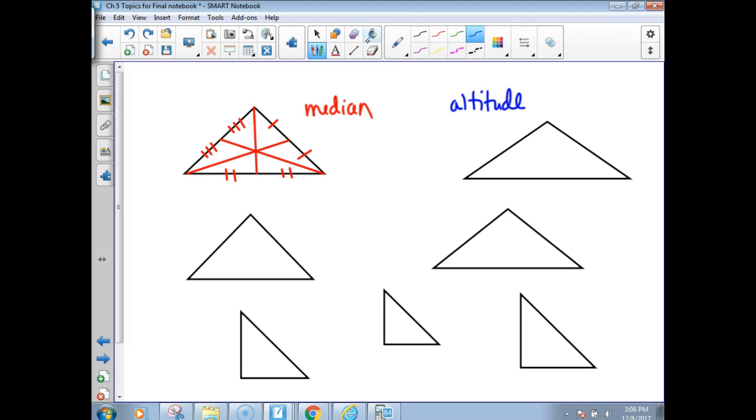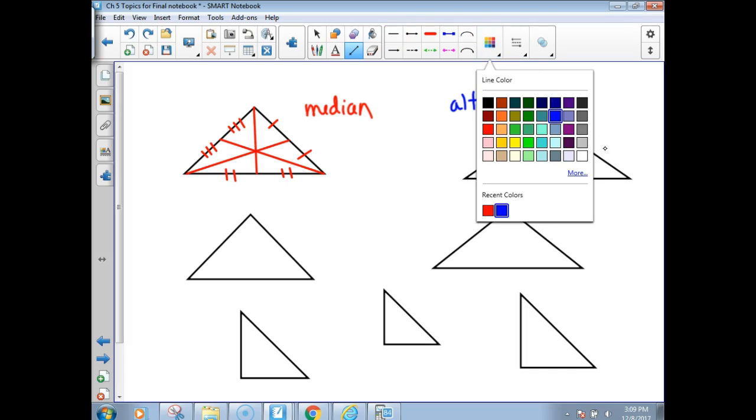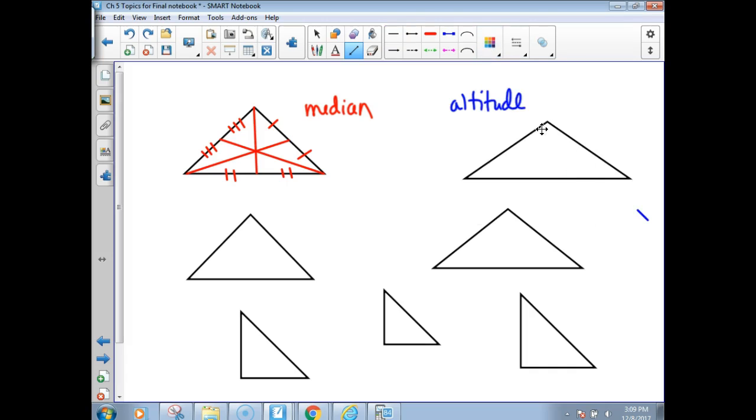An altitude has to have a right angle, and it is a segment going from a vertex to a side, but it doesn't have to meet its midpoint. So let me draw you a few altitudes here. This would be an altitude of that triangle, because it's the tallness.